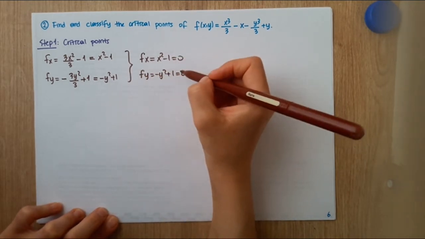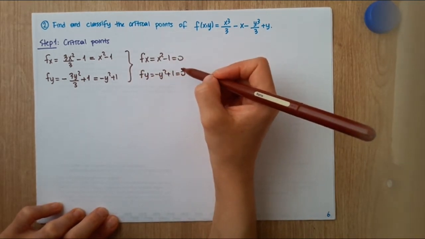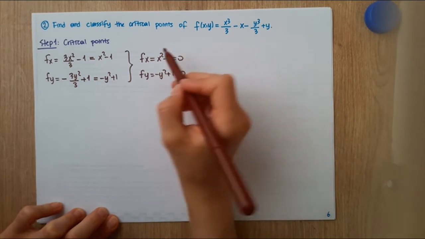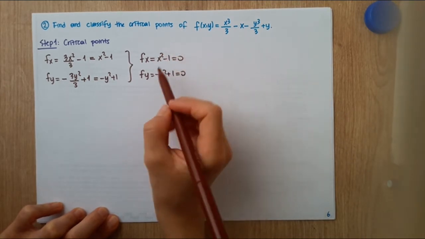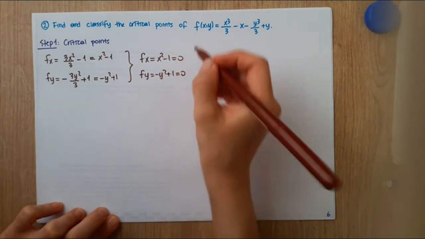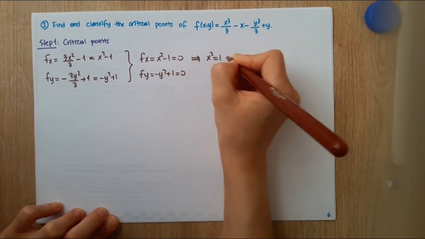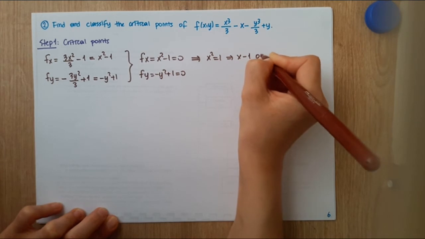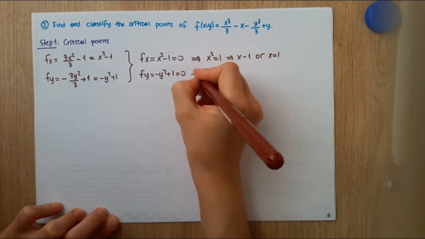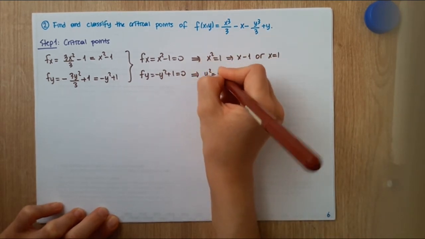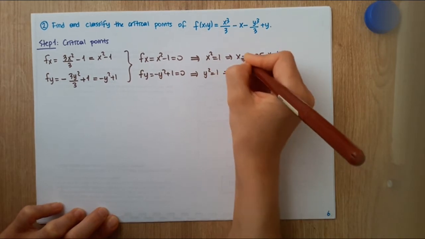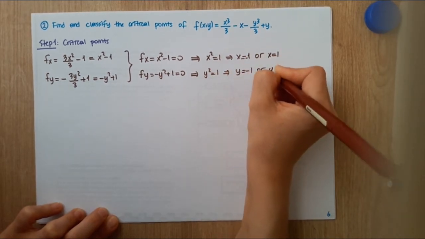As you can see, there is no need to solve these equations together because we have only x in the first equation and only y in the second equation. I can directly solve them. x squared is 1, so x is minus 1 or x is 1. And here y squared is again 1, which means y is minus 1 or y is 1.